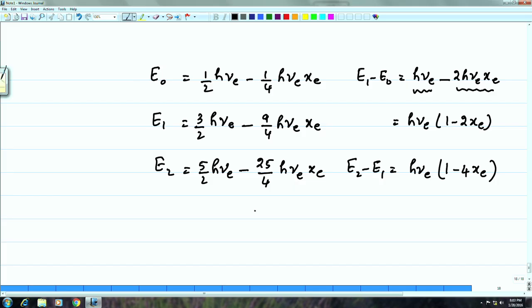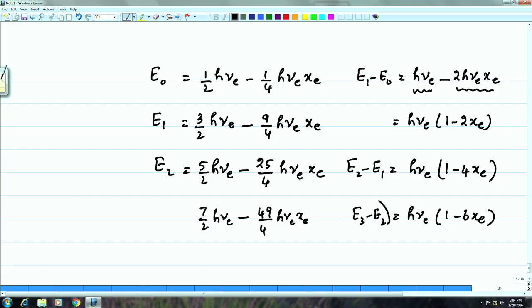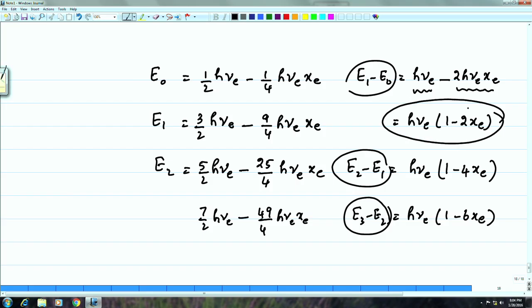And the next one, if you want to write, is 7 by 2 h nu_e minus 49 by 4 h nu_e x_e, and therefore, you see E3 minus E2 is h nu_e times, 49 minus 25 is 24, therefore, you get 1 minus 6 x_e. See how the successive energy differences are becoming smaller and smaller due to the larger contribution of x_e. This is minus 2 x_e, here it is minus 4 x_e, and here it is minus 6 x_e.